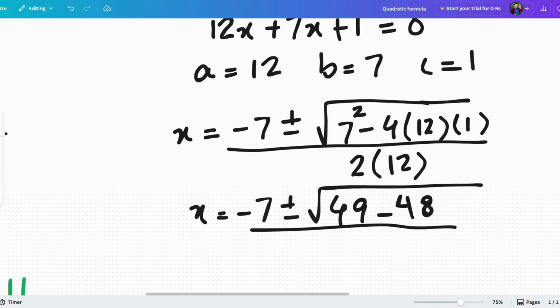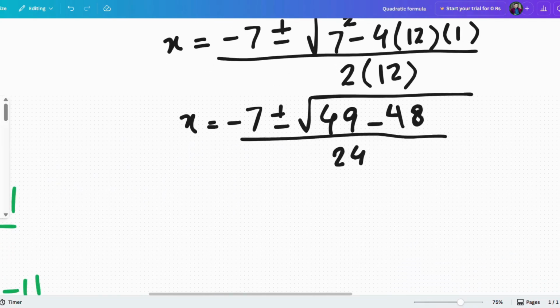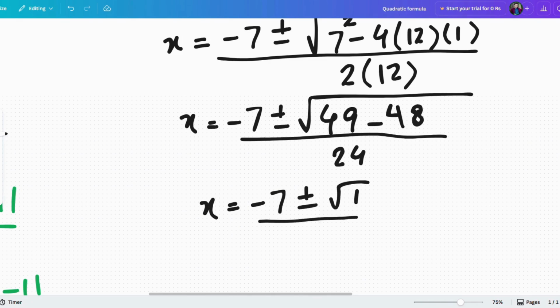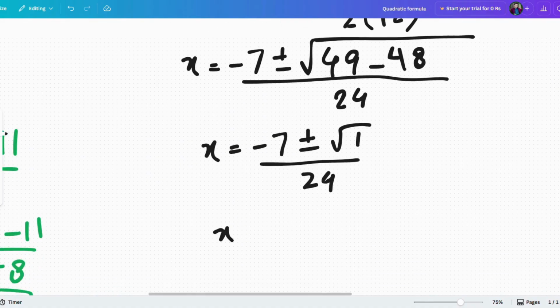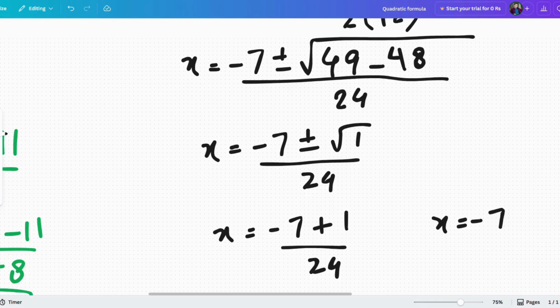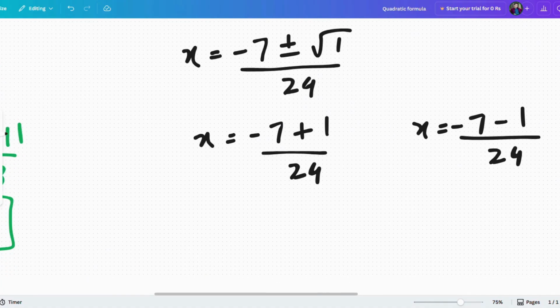12 times 2, that's equivalent to 24. So now x equals -7 plus minus radical 1 over 24. So now I can also put it down as x is equivalent to -7 plus 1 over 24, and x equals -7 minus 1 over 24. So now I got these two answers for it.